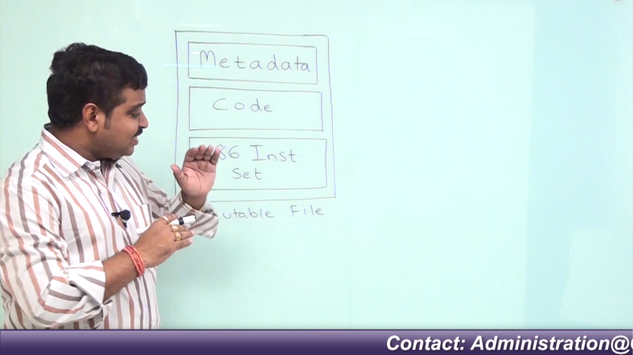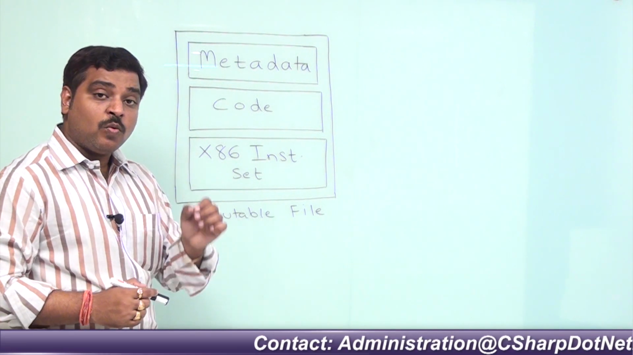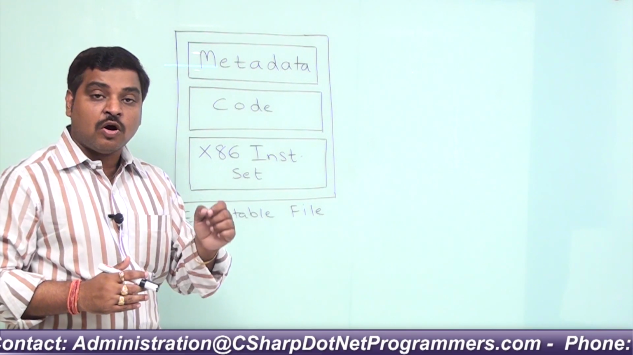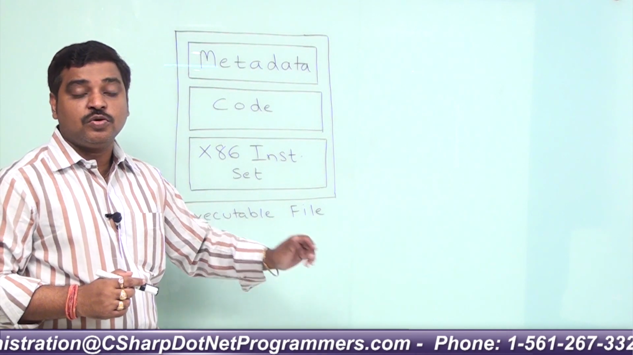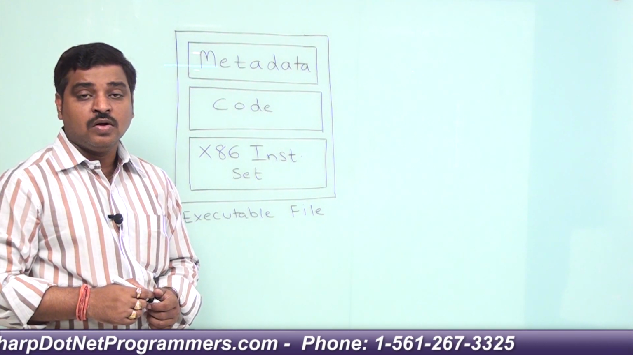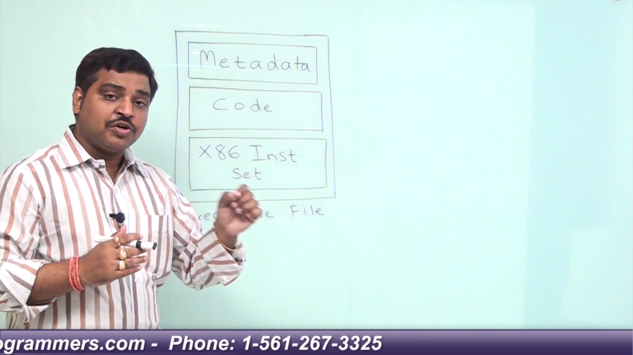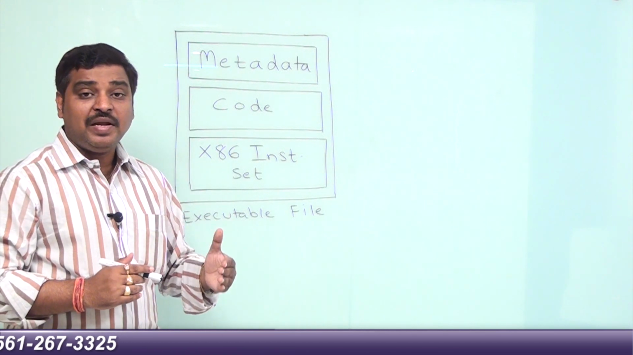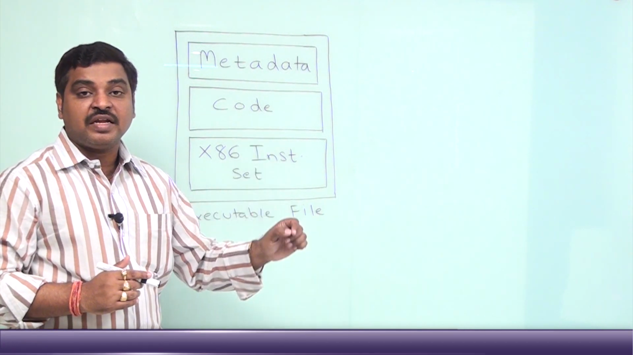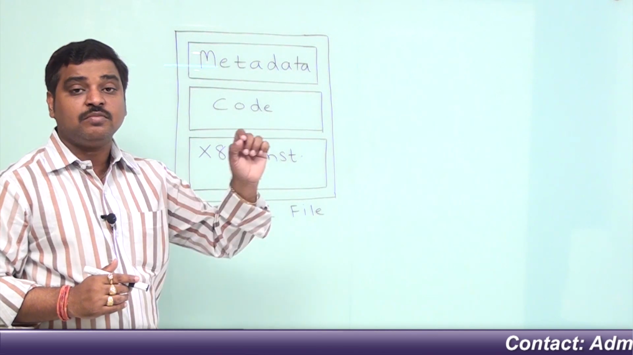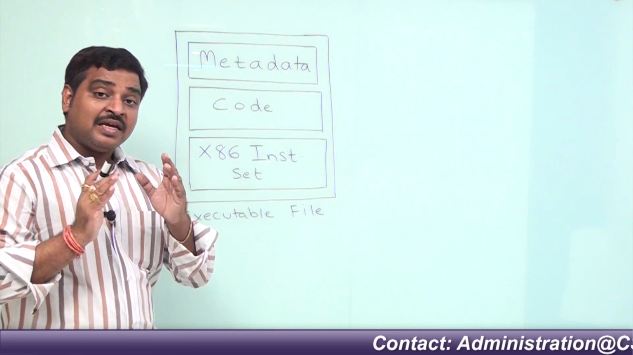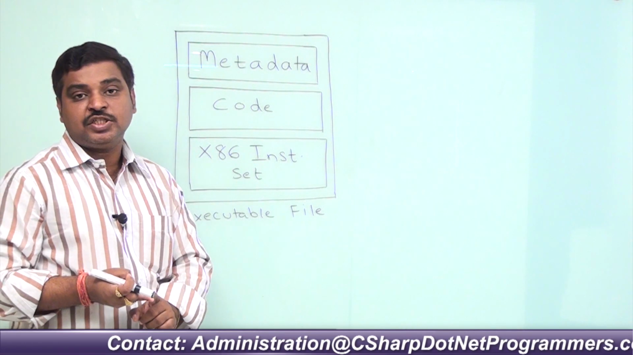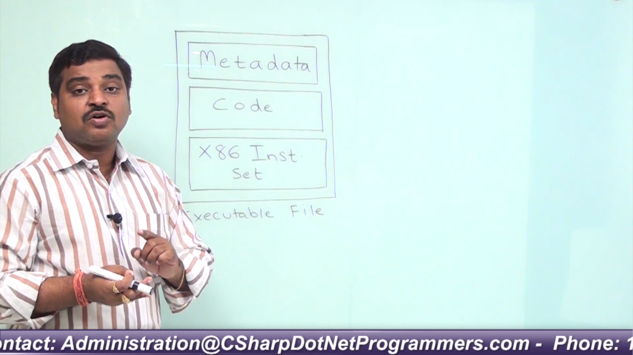An x86 instruction set provides the complete information which is required for the operating system to execute this file. So if we observe an executable file, this file provides the complete information which is required for the operating system to execute. And hence this file doesn't depend on any kind of additional runtime environment or tools.